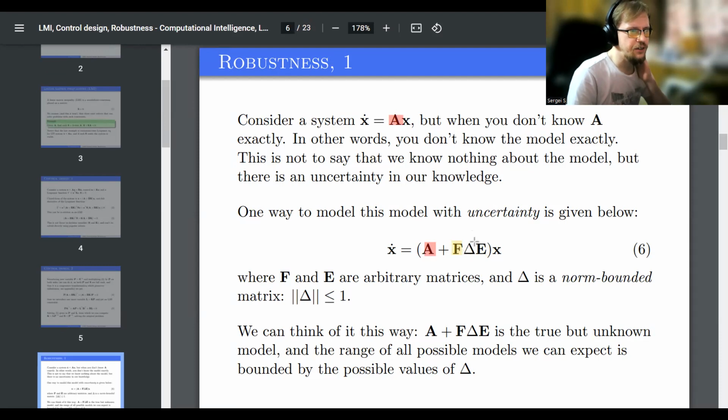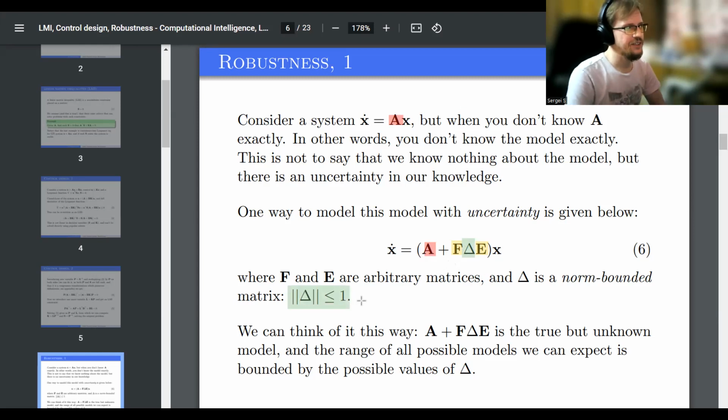F and E are known matrices here. They model uncertainty, so they show where uncertainty lies. Delta, on the other hand, is completely random. You don't have information about delta. The only thing that you know about delta is that it is norm bounded: the norm of delta is less than 1.